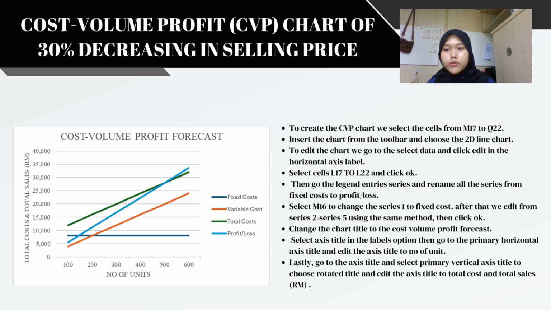to create the CVP chart, we select the cells from M17 to Q22. Then we insert the chart from the toolbar. After that, we choose the 2D line chart. To edit the chart, we go to Select Data and click Edit in the horizontal axis label. After that, we select cells L17 to L22 for the number of unit and click OK.